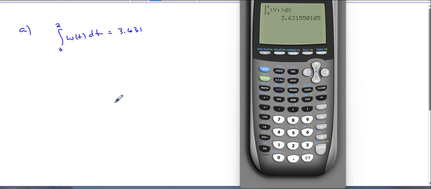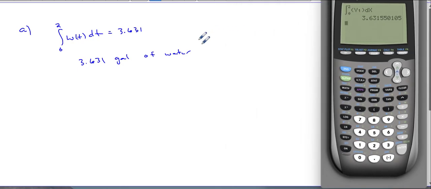631 or 632 would be acceptable. So I will put 3.631 gallons of water were poured. I can say have been poured, that's fine too. Into the tank after 2 hours. You could say on the time interval 0 to 2 hours. That's fine also. Okay? Part B.